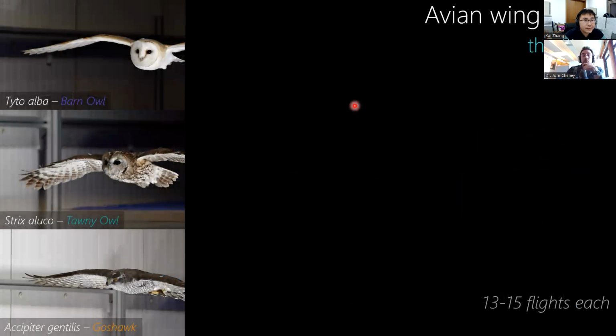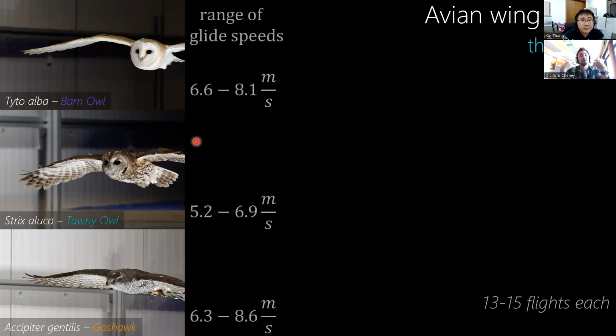So for this, we looked at 3 different birds: a barn owl, a tawny owl, and a goshawk. And I'm always going to present the data in this order, top to bottom, and also with this color coding: blue, green, and orange. And we flew these 3 birds through a photogrammetry setup 13 to 15 times each. Because they were able to fly at their own speeds, and they were always gliding, I should say, they adopted various gliding speeds ranging from about 5-ish to about 9-ish, depending on the species.